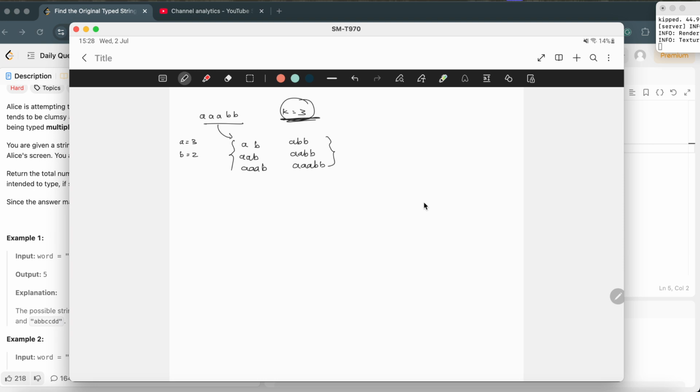Okay, but if we look right over here, AB is not a valid string, right? Because its length is equal to 2 and the k value is equal to 3. So this is not a valid one. Next one is double A B. This is valid, this is valid.